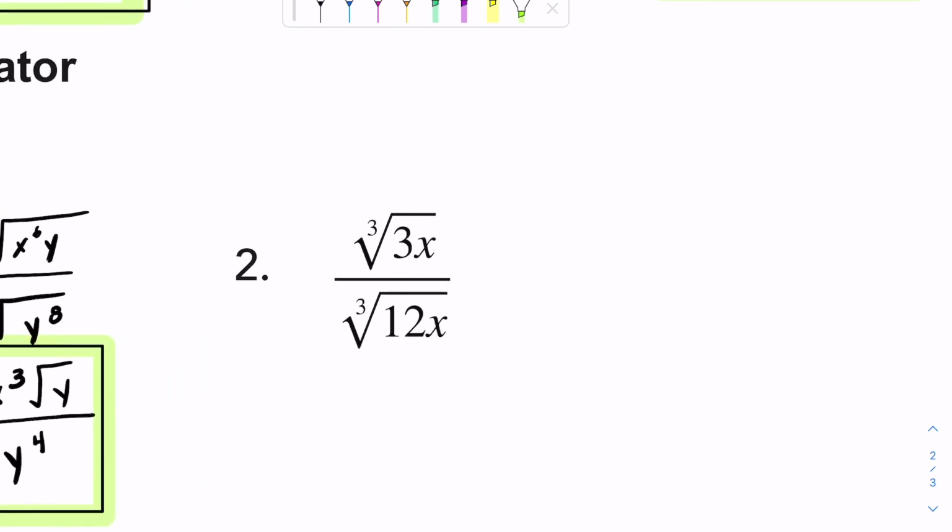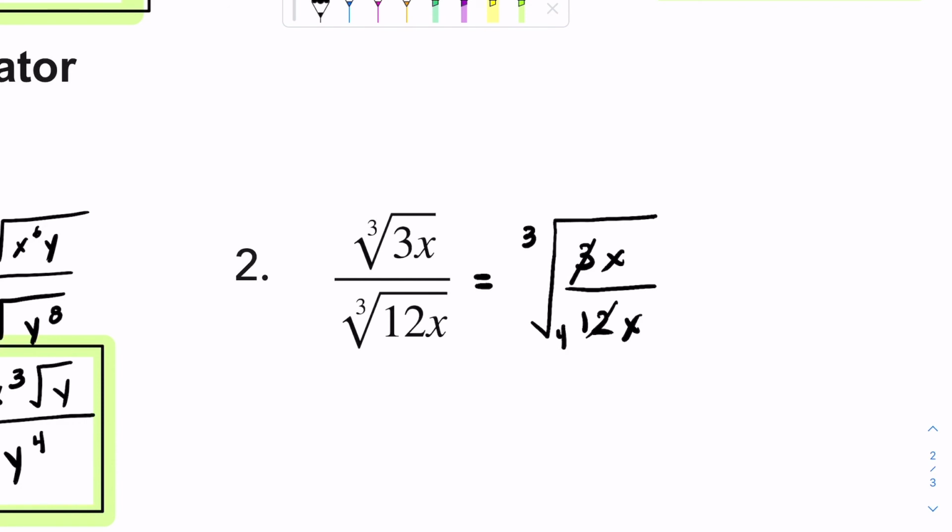For number 2, we have the cube root of 3x divided by the cube root of 12x. All right, in the denominator, we have, actually, I'm going to simplify this first because I do notice that some terms divide out. So I'm going to simplify this by changing it to one single fraction and see what I can do from here. So if I do this, I notice that the 3 will simplify with the 12, leaving a value of 4 in the denominator. And both values of x will be eliminated. This leaves me with the cube root of 1 over 4.